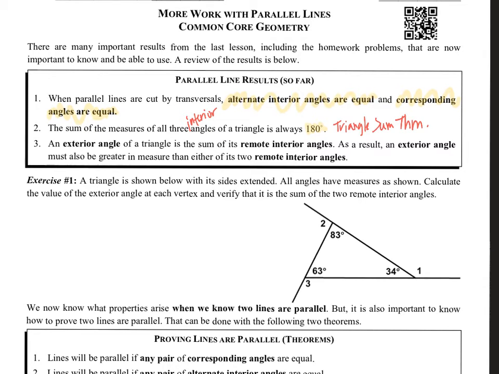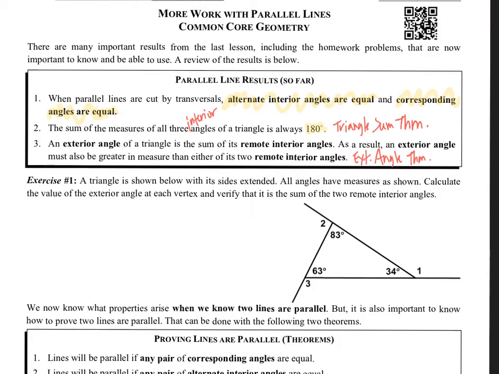And then finally, an exterior angle of a triangle is the sum of its remote interior angles, and as a result, an exterior angle must also be greater in measure than either of its two remote interior angles, right? And so once again, we learned this is the exterior angle theorem, and this falls under one of those triangle sum corollaries, right? And remember that the exterior angle is whatever angle is outside of one of your interior angles, and the two remaining angles are your remote interior angles.